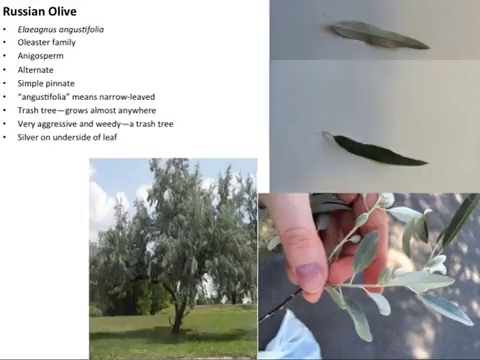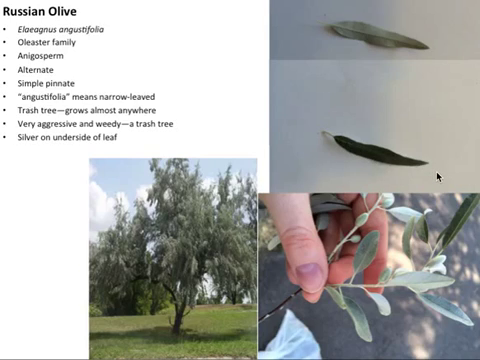So our first plant is Russian olive, scientific name Elaeagnus angustifolia, and it's in the oleaster family. It is an angiosperm. It has alternate leaf arrangement, which hopefully is pretty clear here, and it is simple pinnate. Angustifolia means narrow-leaved, so it's a very long, thin, kind of stretched out leaf.